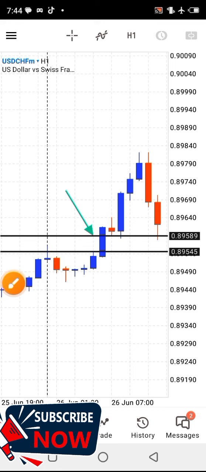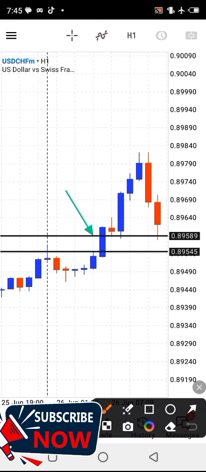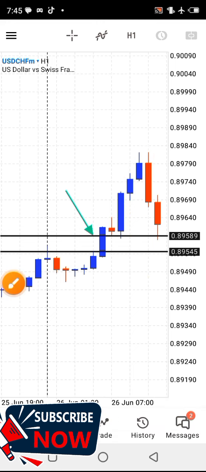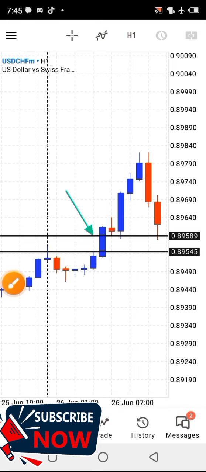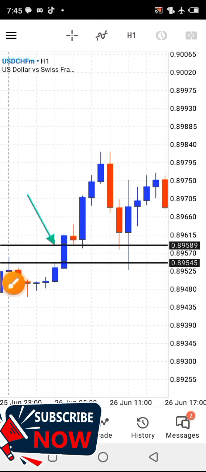Okay, so you can see an instant tapping of the level. That particular blue candle tapped into the level immediately and gave us a nice buy trade. By the way, I'm on the 1 hour time frame, so these buy trades you are seeing are going to give you a lot of money, so don't think it's 5 minutes. These are 1 hour candles that are moving in the upward direction.